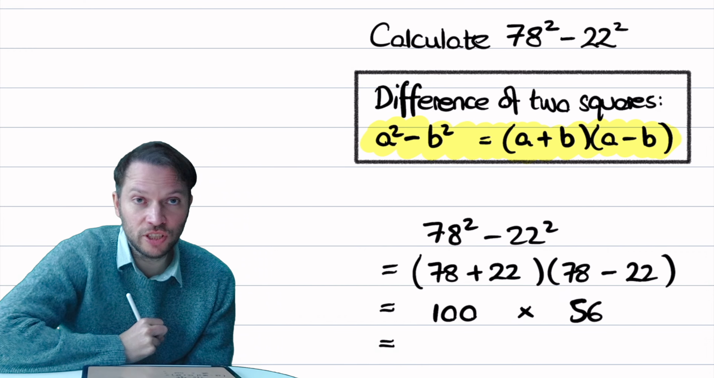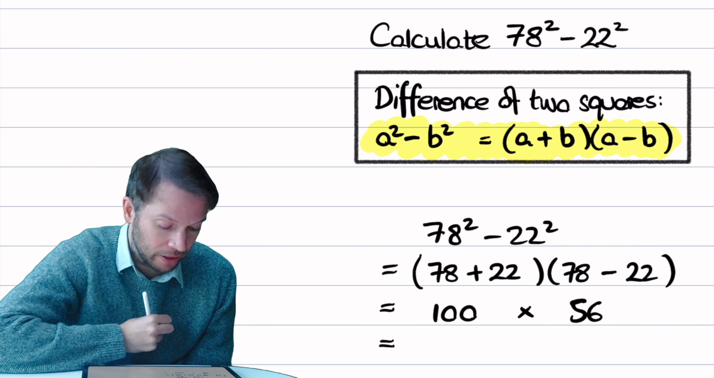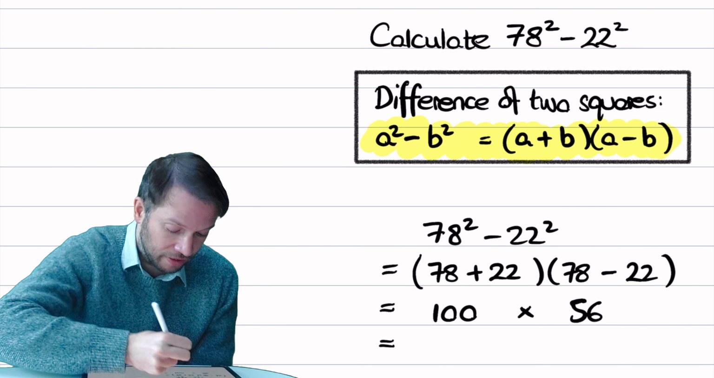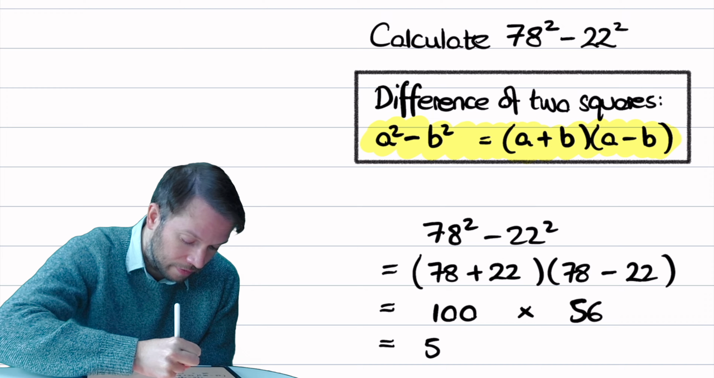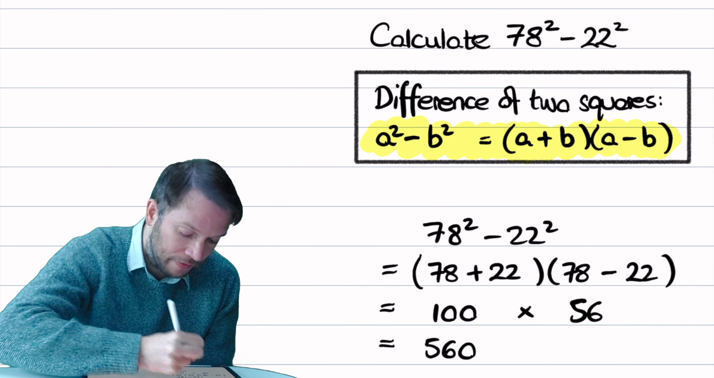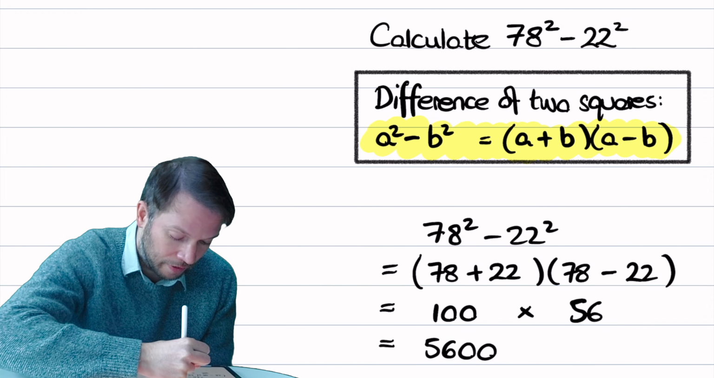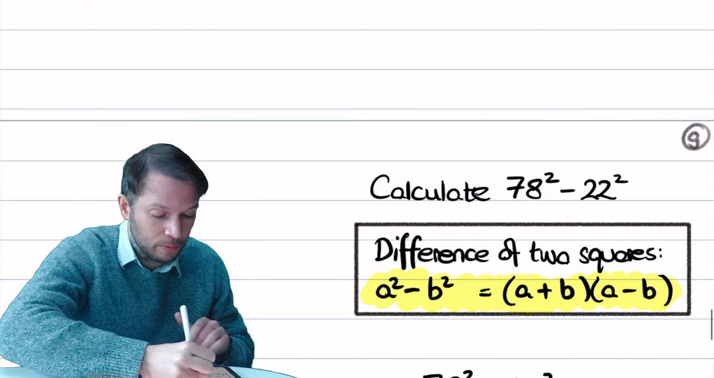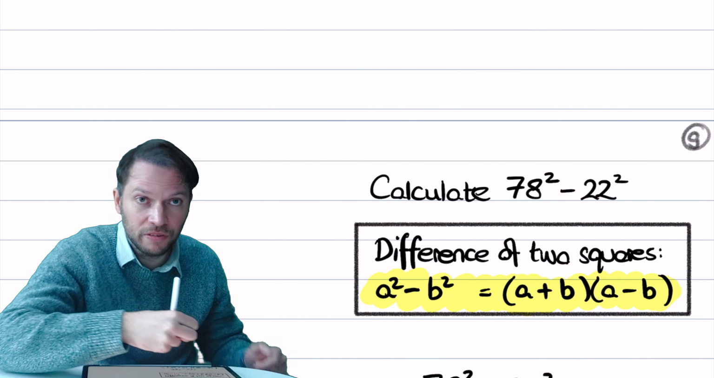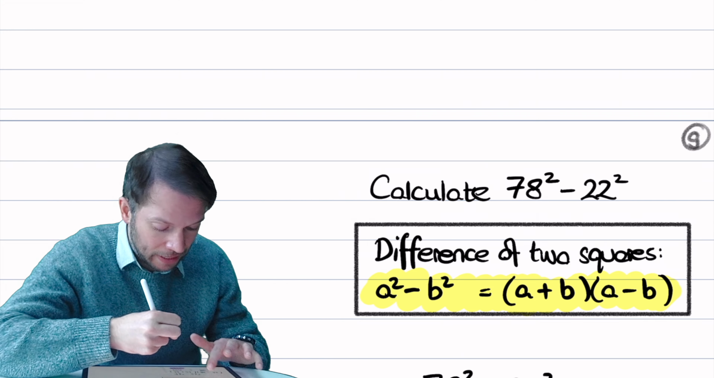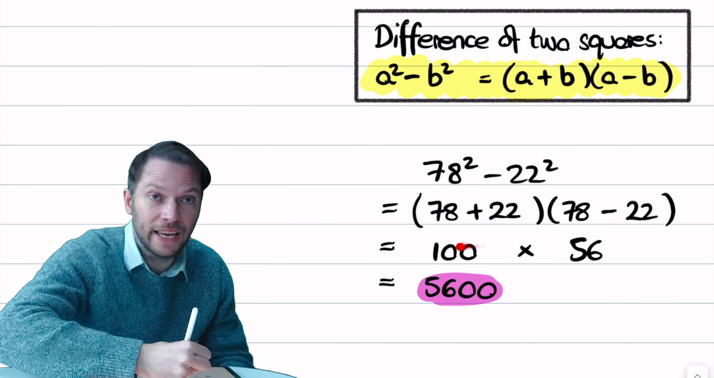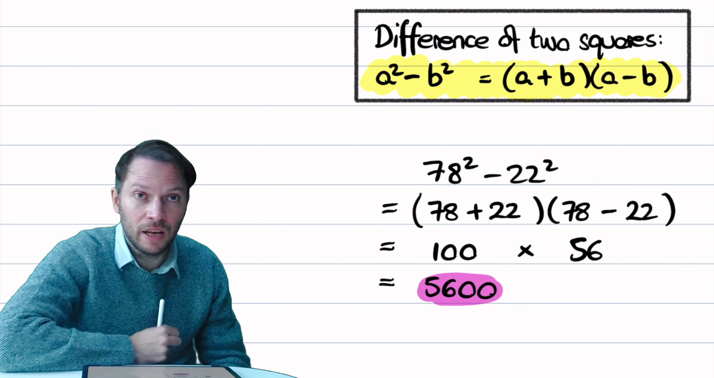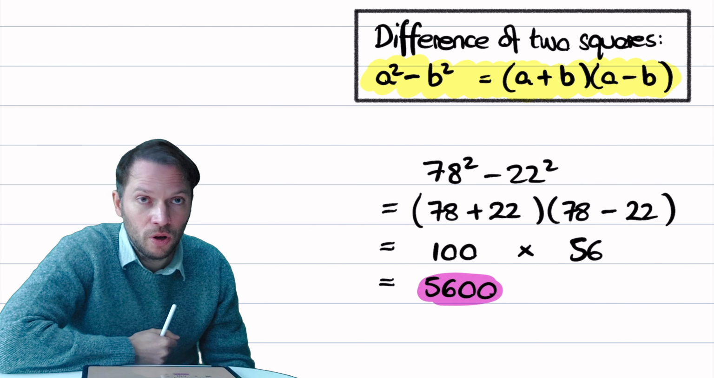Now, this is a much easier calculation to do than the original one. 100 times 56 is easy because I just need to put two zeros on the end of the 56 to give 5,600, and that's the final answer. And that's quite clever because we never actually worked out what 78 squared was or what 22 squared was. We were able to use the difference of two squares to come up with a much easier calculation to work this out without a calculator or complex working.